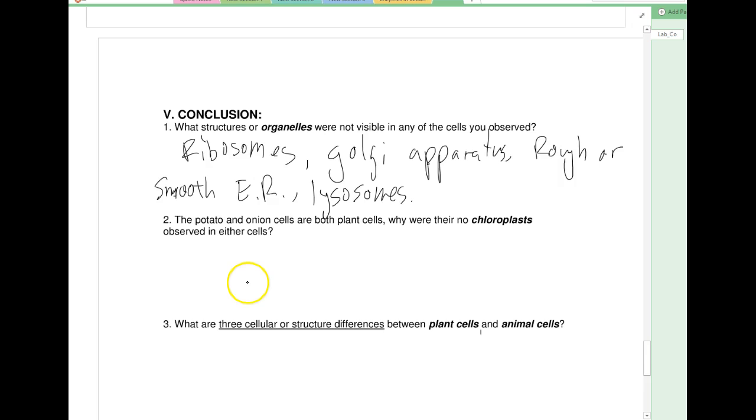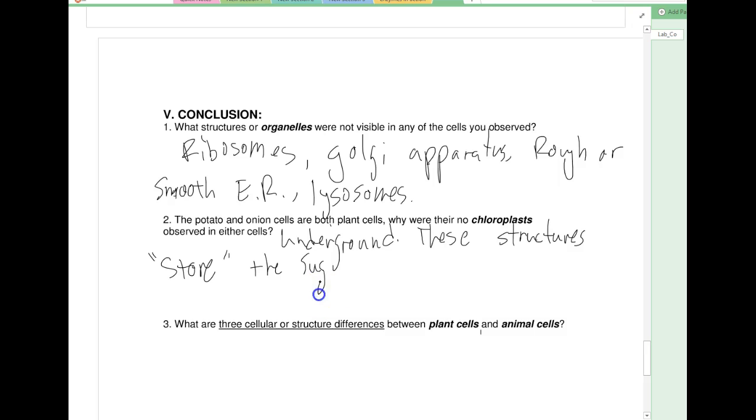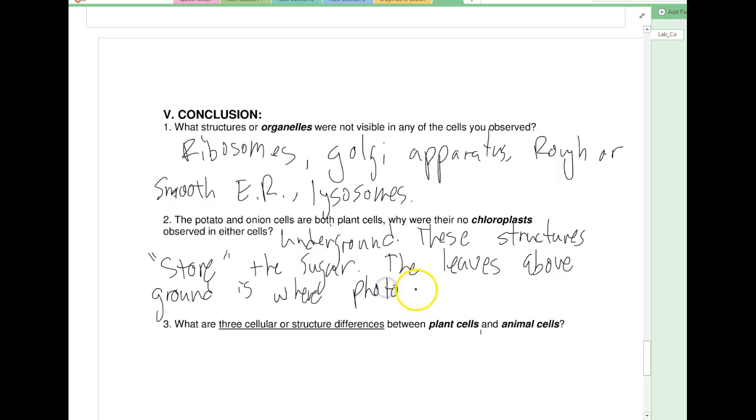Where will you find an onion and a potato? Yeah, they're underground. Yes. These structures store the sugar. The leaves above ground is where photosynthesis takes place.